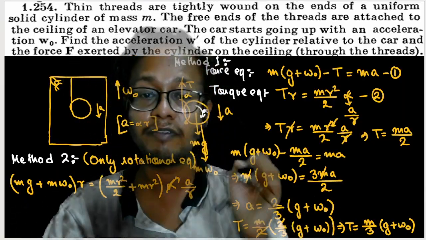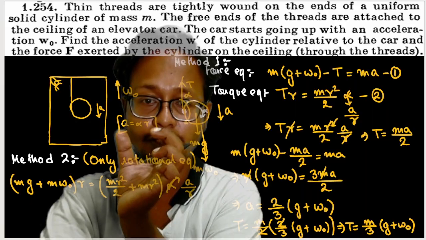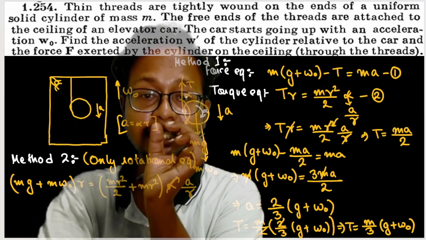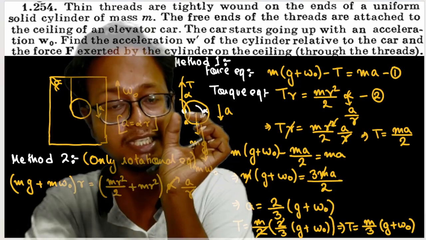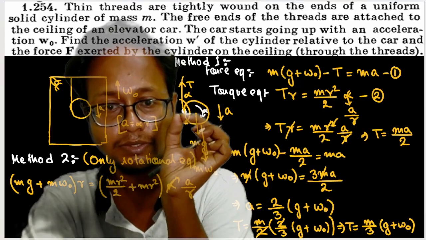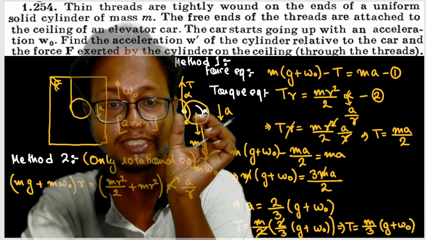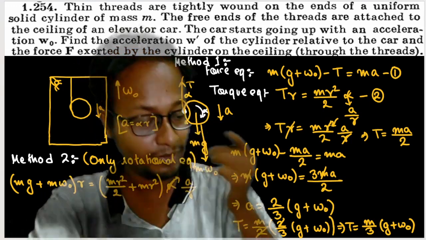Whenever you're writing a is equal to alpha R for an equation, always remember this R is the distance from the center of the body to the instantaneous axis of rotation. The instantaneous axis of rotation might not always be the edge. It might be any point. So always remember this R is nothing but the distance from the center to the instantaneous axis of rotation.